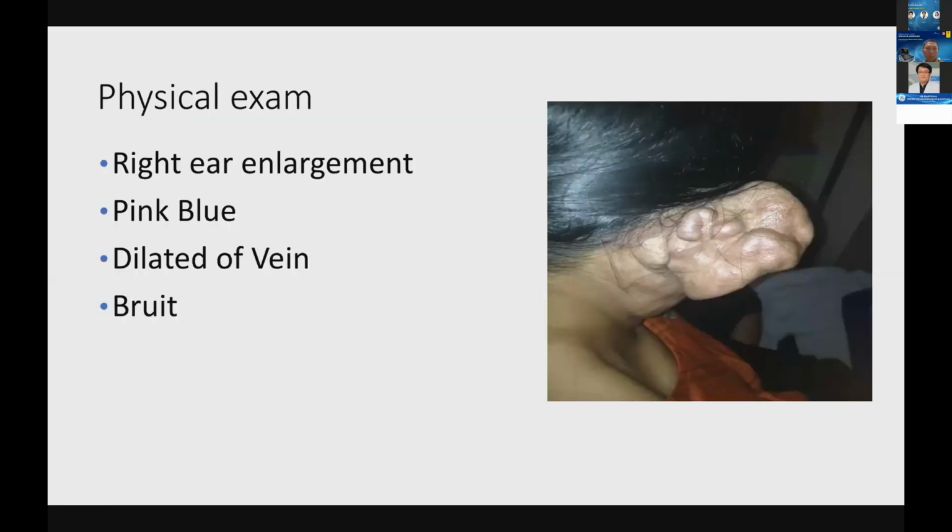This is one example. For the physical examination, very important. We can see this slide. The patient has an enlarged right ear with pink-blue discoloration of the skin and very dilated veins. And if we put the stethoscope, we can hear the bruit or feel the thrill in this case.